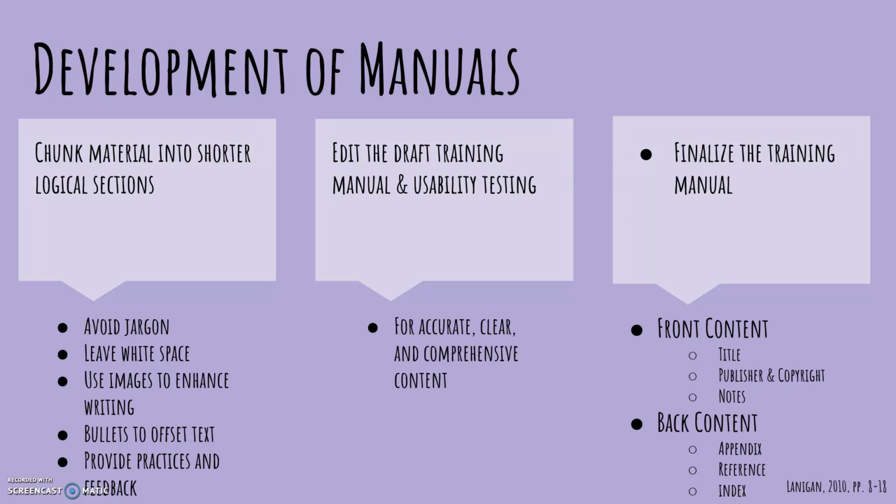There are some steps designers can take to develop manuals. We will discuss 3 main steps. Step 1 is to chunk materials into shorter logical sections with some transitions. Step 2 is to edit the draft training manual and conduct usability testing if possible. This ensures accuracy, clarity, and makes sure things are comprehensive. Step 3 is to finalize the training manual. Here, you first add the front content, then the back content.